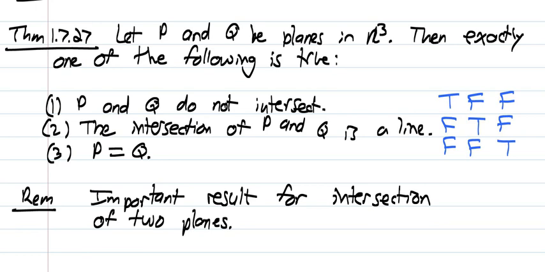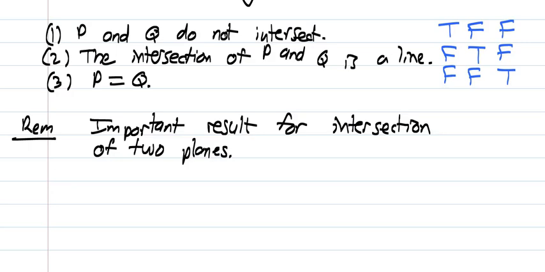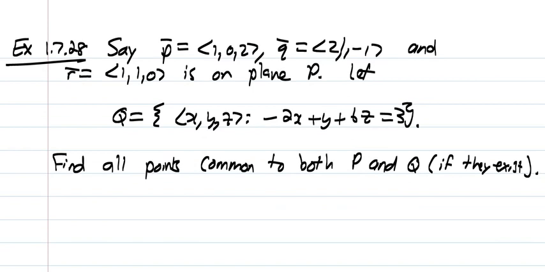And this is an important result because it tells you that if you have two planes and you want to work out the intersection, you either have no point, or the intersection is a line, or the intersection is any one of the two planes because they are the same. All right? So this is one of three things that can happen when you look at the intersection of two planes. All right? Let's have a look at an example.